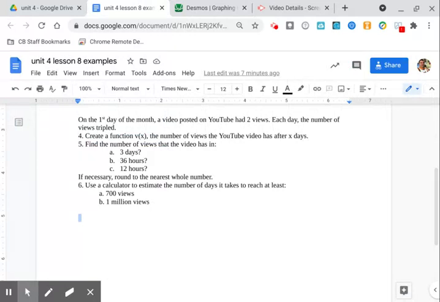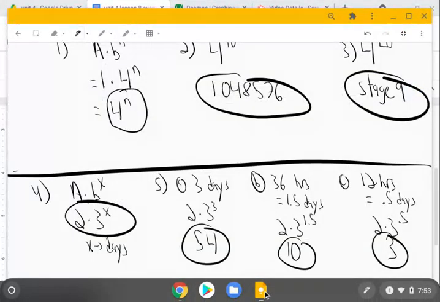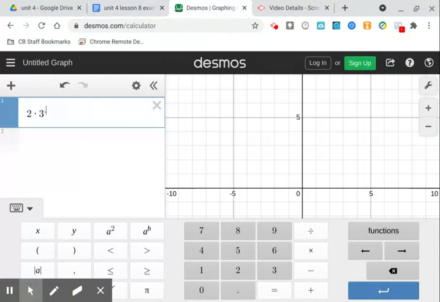Use a calculator to estimate the number of days it takes to reach at least 700 million views. So our function is 2 times 3 to the power of x. So we need to estimate how long it's going to take to reach 700 million views. So I'm just going to keep guessing and checking. So we are up to 28 million. Let's try 20.